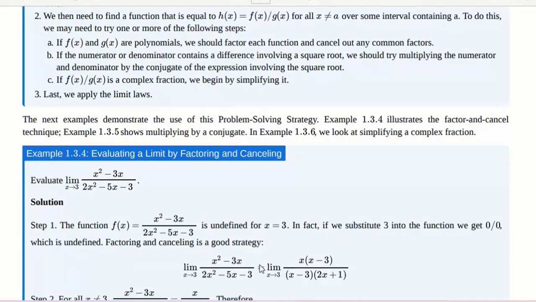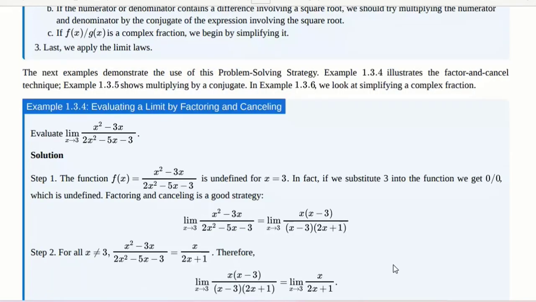How do they do this? They say the numerator is the same as x times (x minus 3). Do we agree? Yes. And then the factors for the denominator are (x minus 3) and (2x plus 1). Do we agree that those are the factors for 2x squared minus 5x minus 3? Yes. Because 2 times -3 is -6, so the factors are 3 and 2.